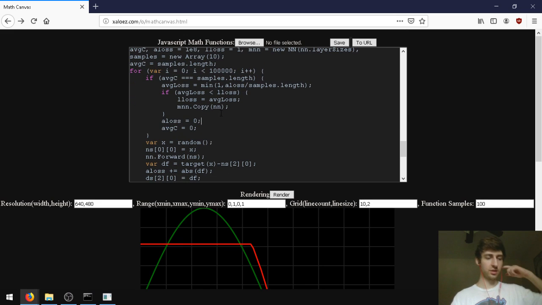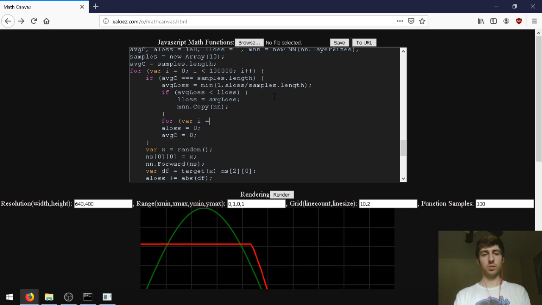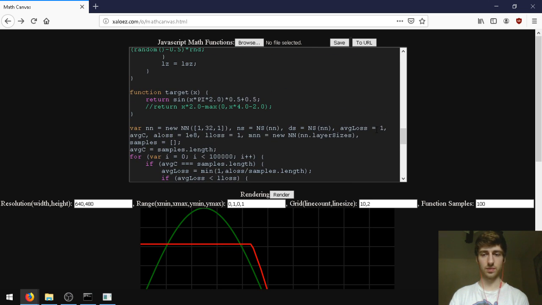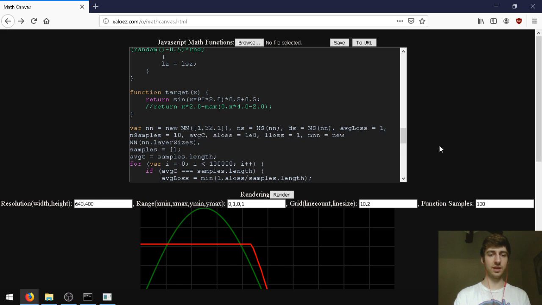Okay, then I need to generate my samples. So what do you do for this? Okay, this is actually the part that I don't know how I want to do. I think I might initialize it as an empty array like this. And then I'm going to have a variable called nSamples, which is going to be 10.